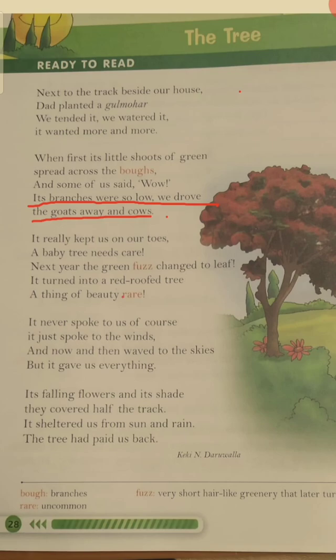Okay, when a tree is small, goats and cows all come and eat the leaves. Yes, because the leaves are very low, so the goats and the cows could easily reach the leaves. Okay, so usually what happens when a tree is very small, the goats and the cows all come and eat the leaves.